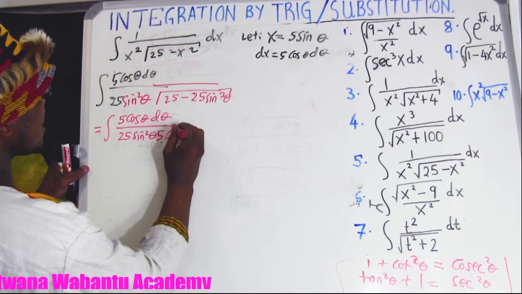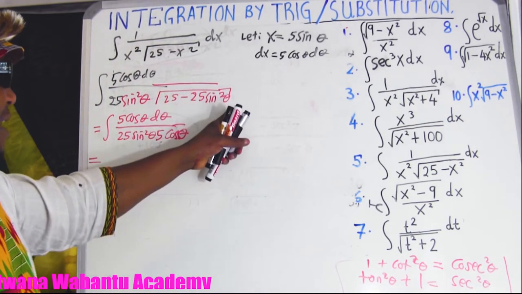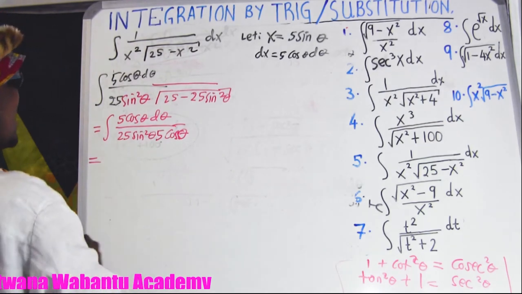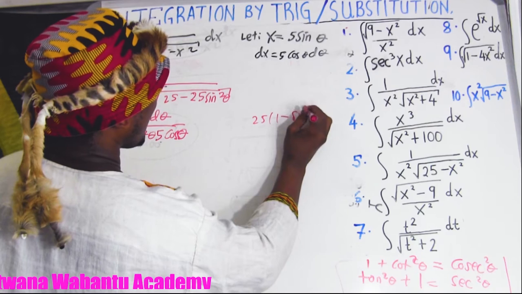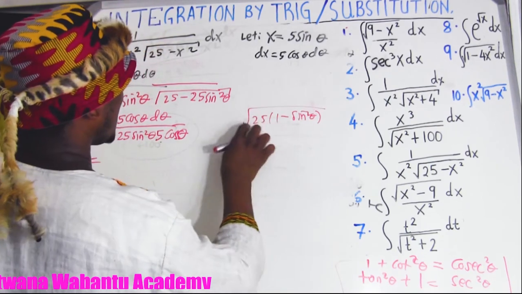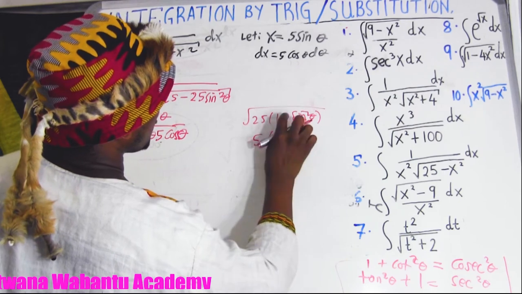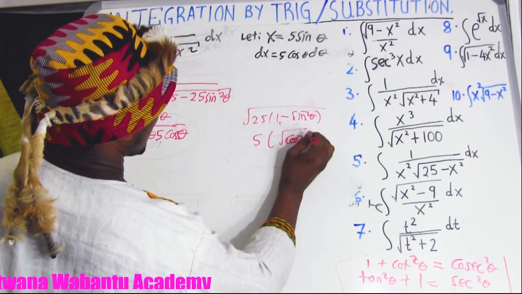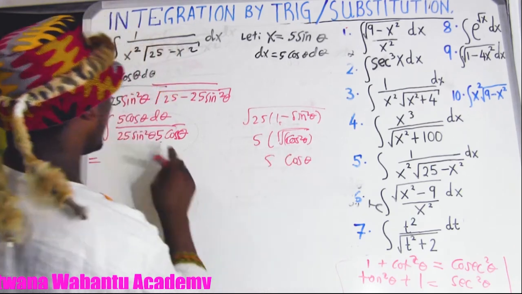Now, 25 minus x squared means 25 minus 25 sine squared theta. Now, we can do a lot of replacement here. The 5 must come out. From the identity, take 25 out for both, and this will be 25 times 1 minus sine squared theta. When you take the square root, it gives you 5 cos theta.